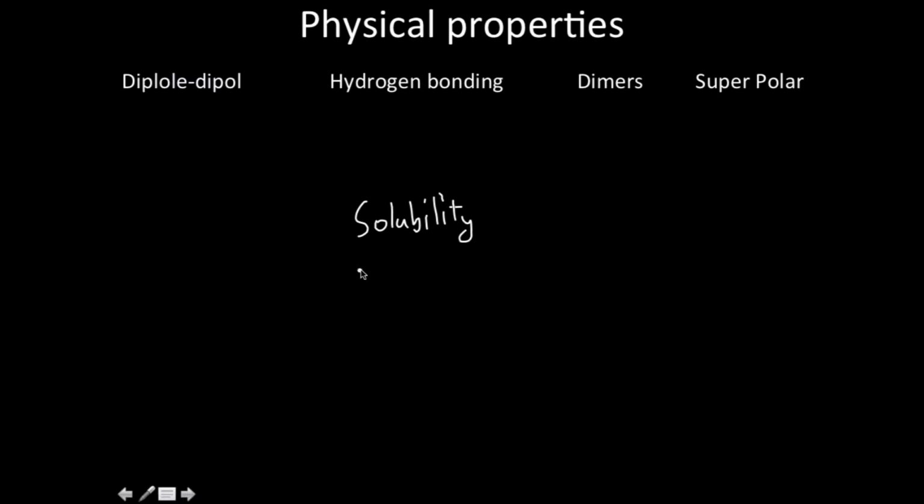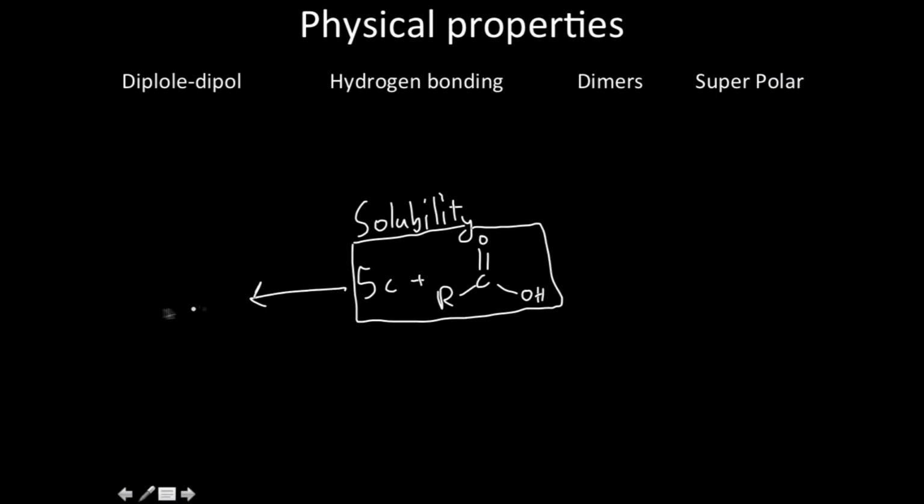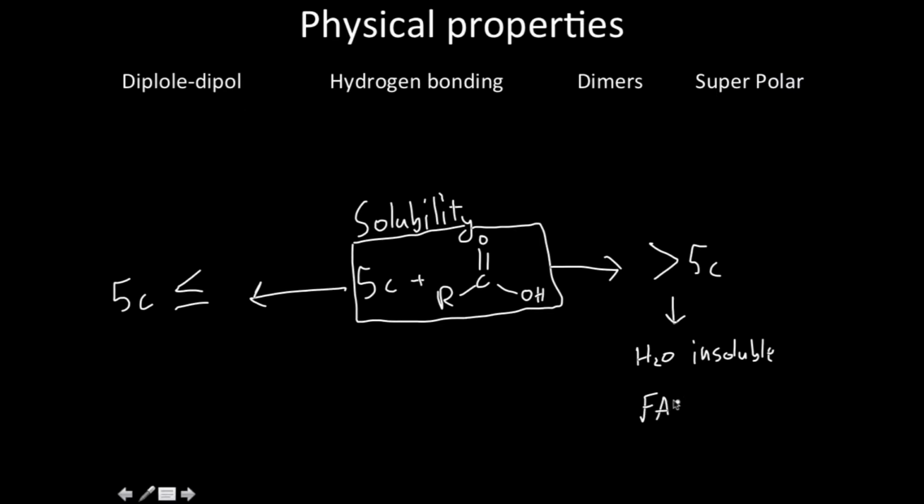I hope you remember that any time you have 5 carbons, or greater than or less than, depending on what you're talking about, and a polar functional group, in this context a carboxylic acid, it depends on what else can be said about it. If you have less than or equal to 5 carbons, that's one case. If you have greater than 5 carbons in your molecule, it's going to be water insoluble, but it will be fat soluble.